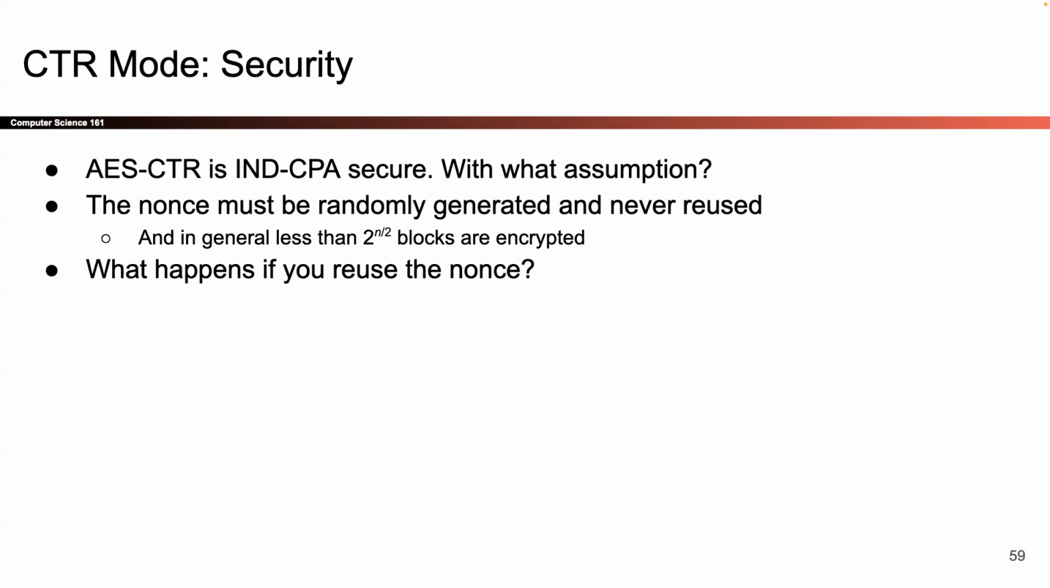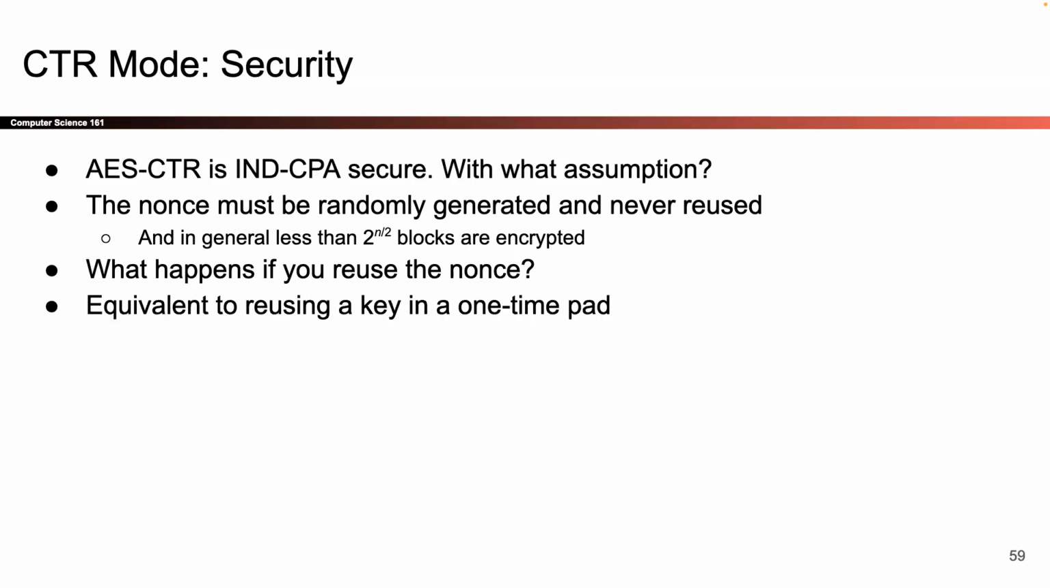We can do the same analysis as we did for CBC mode and think, well, what happens if you take 2 messages and encrypt them with the same nonce? If the 2 messages are identical, we already know that the output's going to be totally identical. It's deterministic, no randomness. But what if my 2 messages are different and I reuse the nonce?